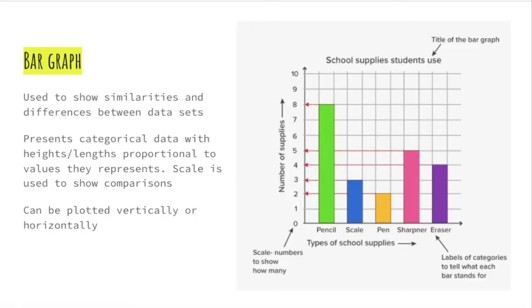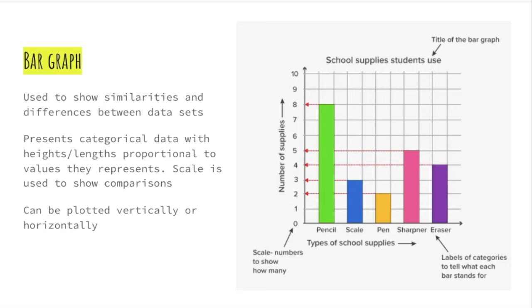Tables can be used to create a graph. Graphs help you understand and use the data. There are many different types of graphs. A bar graph is useful in showing similarities and differences between data sets. It presents categorical data with heights proportional to values they represent.